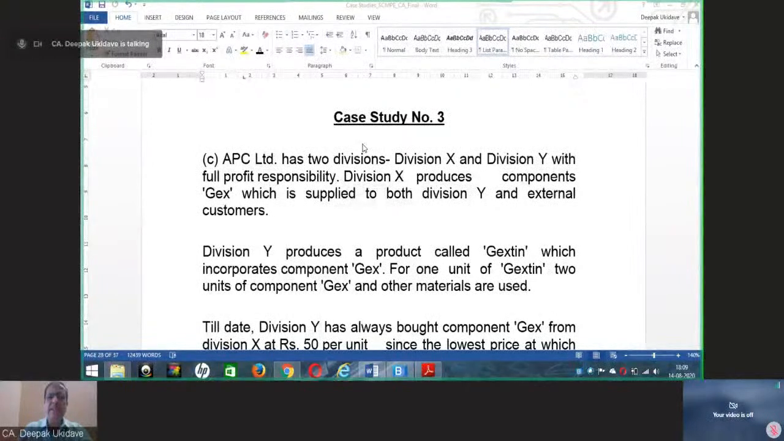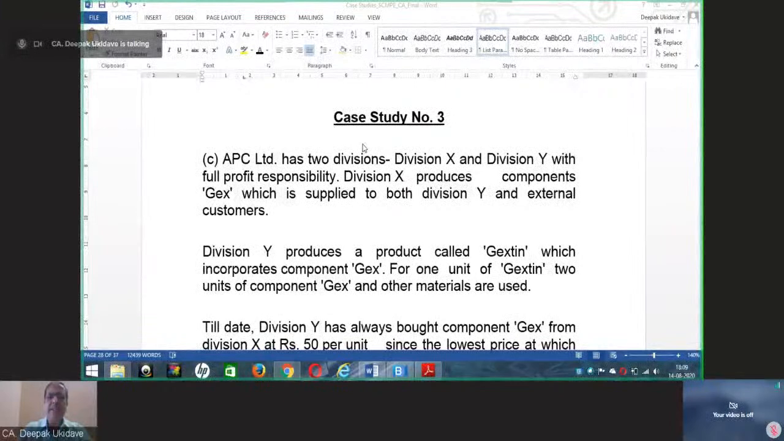Let us look at question number 2. Analyze the impact on total annual profit of each division and the company as a whole if Division Y accepts the offer of the new supplier. Now the new supplier is ready to charge a price of 47 rupees. So if the 47 rupees offer price is accepted by Division Y, what will be the impact on annual profit of each division and the company as a whole? That is the proposal, the proposed scenario. Part 1 is the present scenario. Part 2 is the proposed scenario.